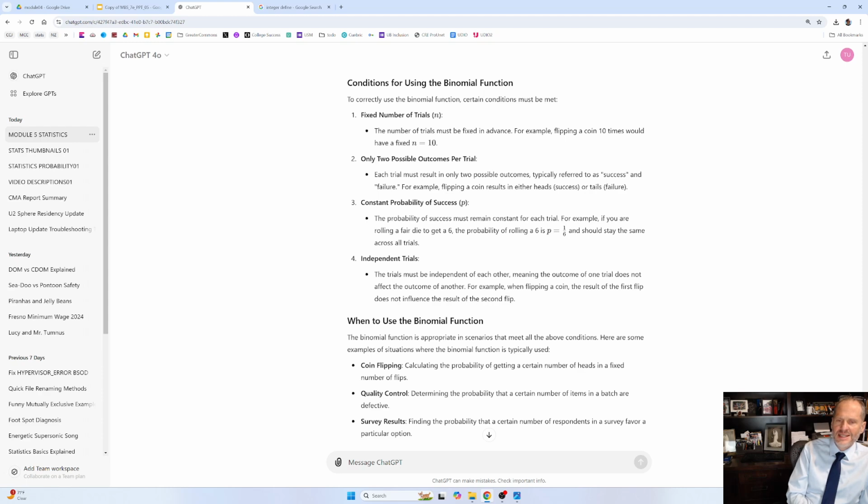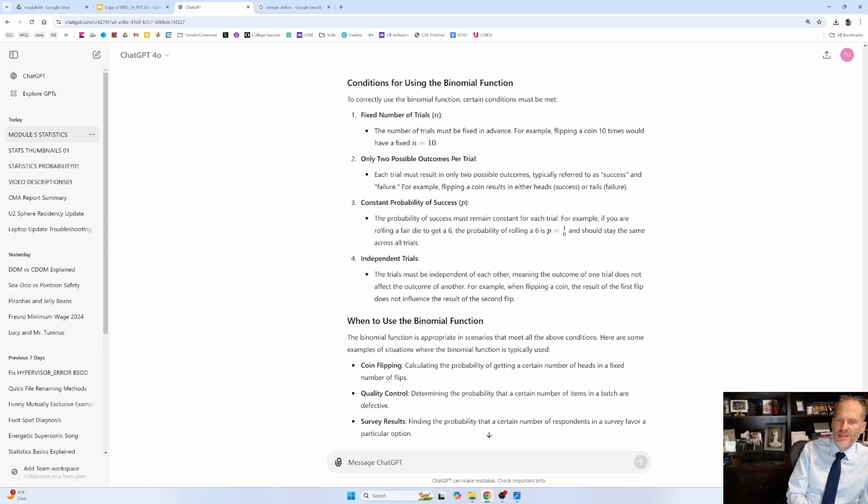Constant probability of success. The probability of success must remain constant for each trial. For example, if you are rolling a fair die to get a 6, the probability of rolling a 6 is 1 out of 6 and should stay the same across all trials.